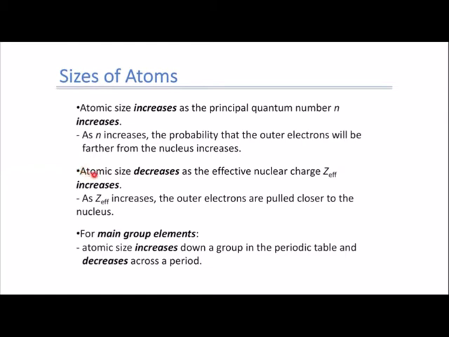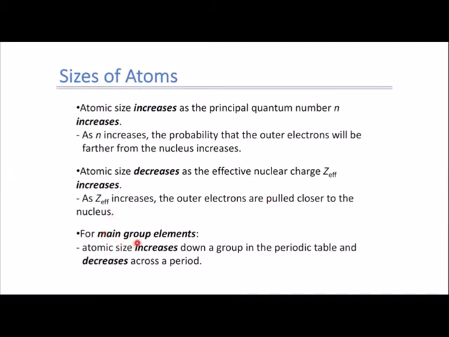And then the size of our atoms is going to decrease as the effective nuclear charge increases. So the effective nuclear charge is how much pull the electrons feel towards the nucleus. And the greater the pull, the closer the electrons will be towards that nucleus. So therefore, that's going to decrease the size of our atom. So as the effective nuclear charge increases, the outer shell electrons are going to be pulled closer to the nucleus.